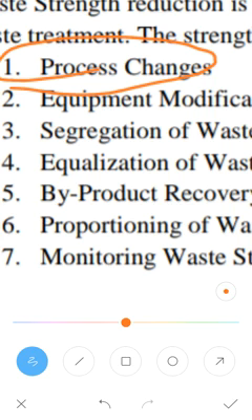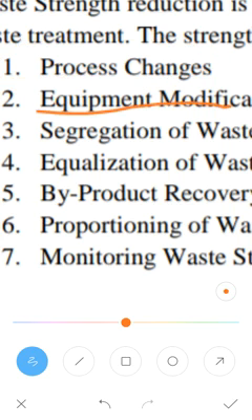The second one is modification of the equipment. There is equipment used in industries, and some of it is old. A change in the equipment can effectively reduce the strength of the waste, usually by reducing the amount of contaminants in the wastewater.